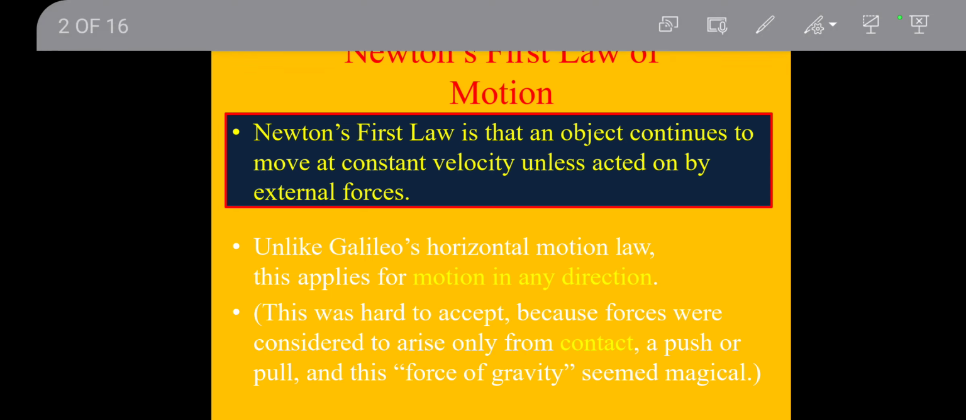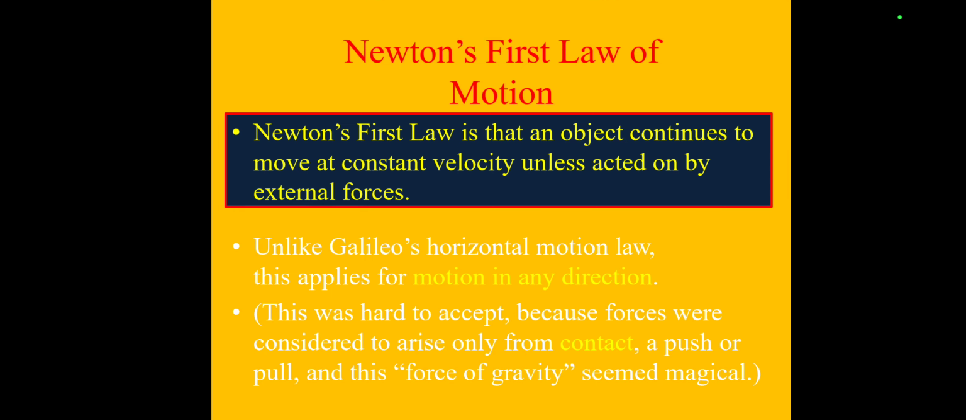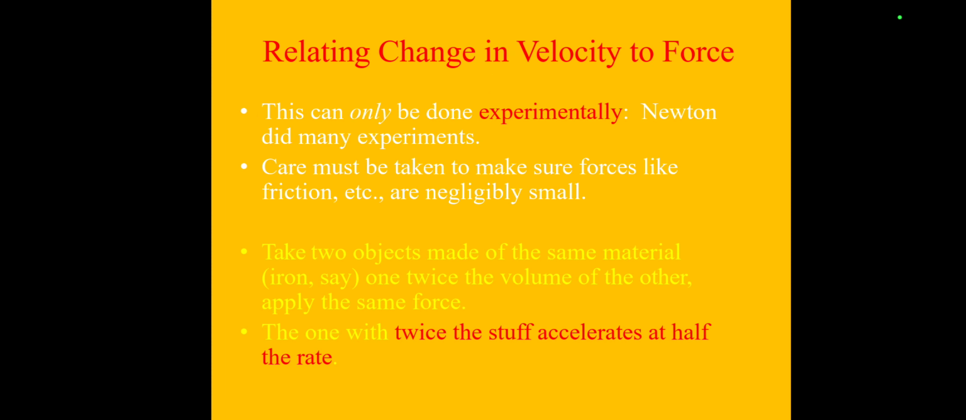Okay, so here some comparison is discussed. Unlike Galileo's horizontal motion law, this law applies for motion in any direction. Okay, so relating change in velocity to force, this can be explained in this way. That means this can only be done experimentally, and Newton did so many experiments. Care must be taken to make sure forces like friction etc. are negligible, small. So we have to ignore them.